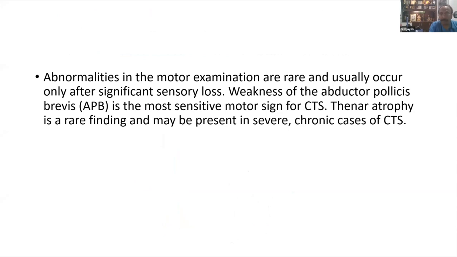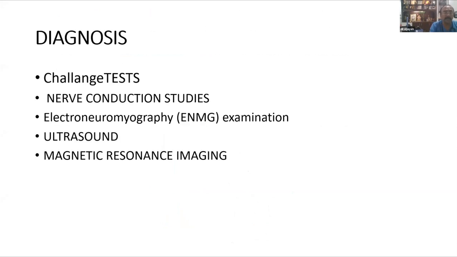Abnormalities on motor examination, I told you, are very rare, only after significant sensory loss. Weakness of abductor pollicis brevis is the most sensitive motor sign of CTS, and thenar atrophy is a rare finding, but may be present in severe chronic cases, and we've seen thenar atrophy in many patients.